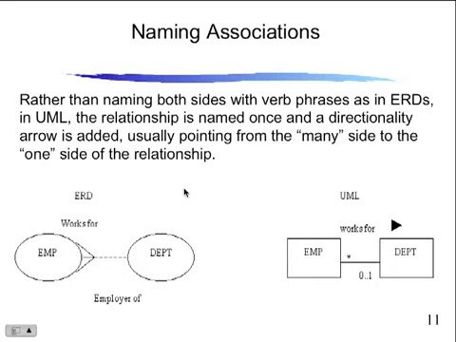The naming of the associations is pretty much the same as the naming of the relationships, except we have many different associations and we only have one relationship. So rather than naming both sides with verb phrases as in the entity relationship diagram, in UML we name once and we add a directional arrow to tell us which direction we want to read it in. So it usually points to the many side of the one relationship. So employees work for a department.